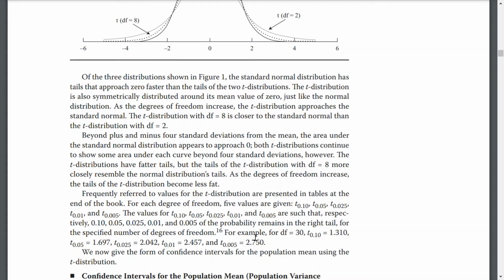Beyond plus and minus 4 standard deviations from the mean, the area under the standard normal distribution appears to approach 0. Both t distributions continue to show some area under each curve beyond 4 standard deviations. The t distribution has fatter tails, but the tails of the t distribution with df equals 8 more closely resemble the normal distribution's tails. As the degrees of freedom increase, the tails of the t distribution become less fat.